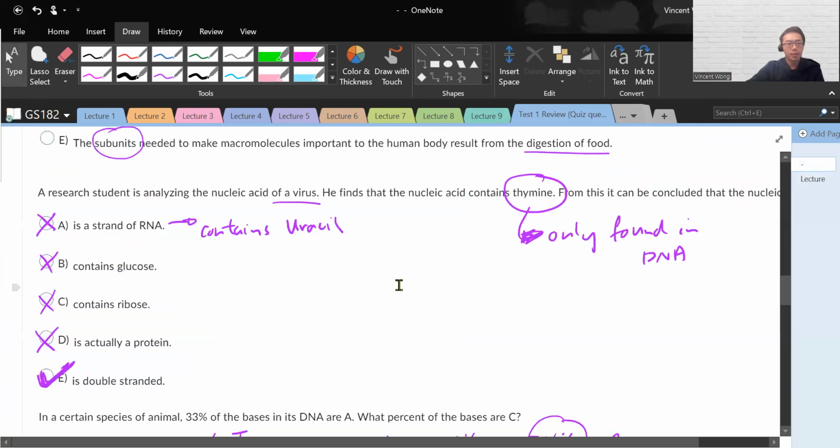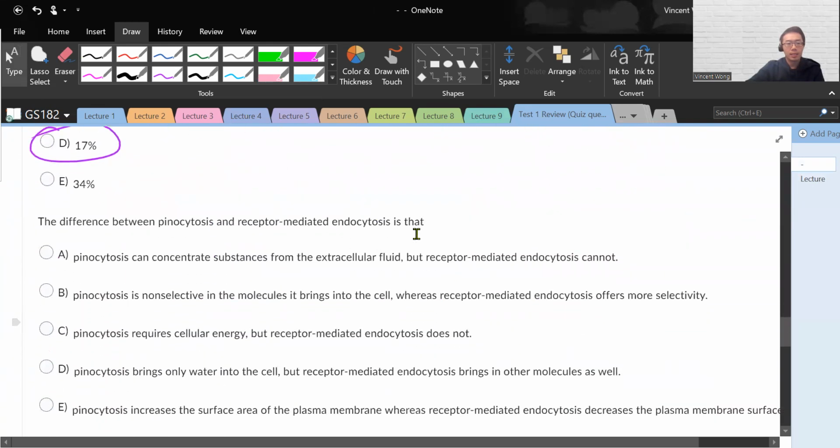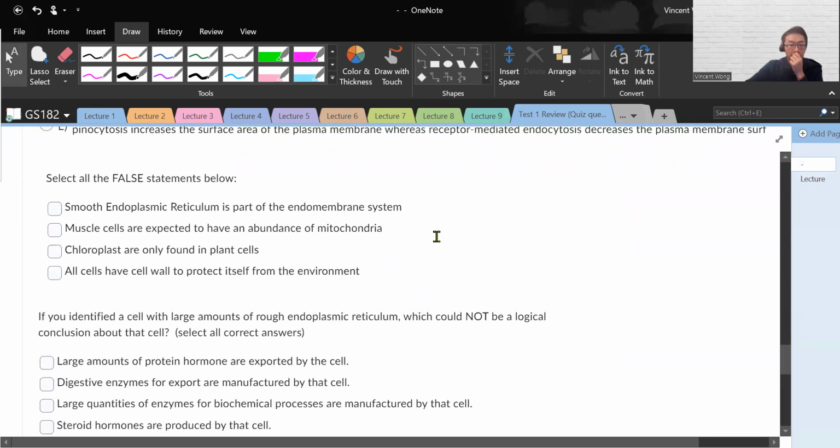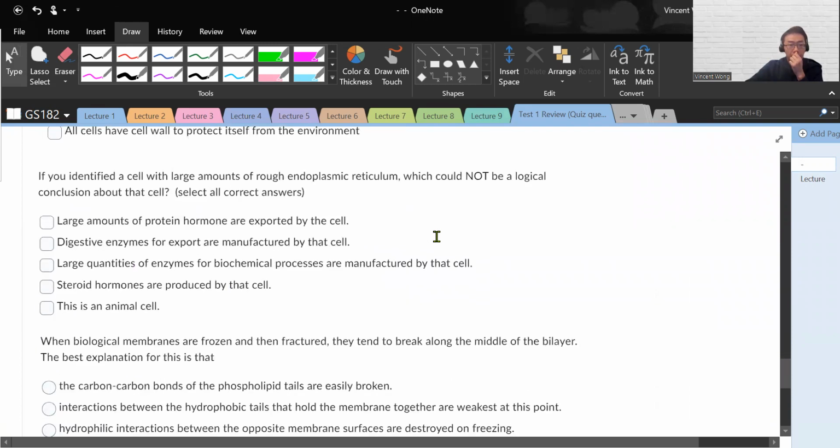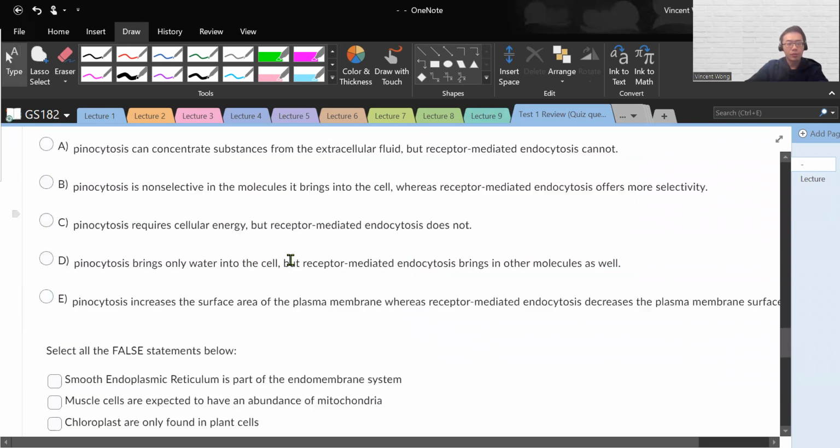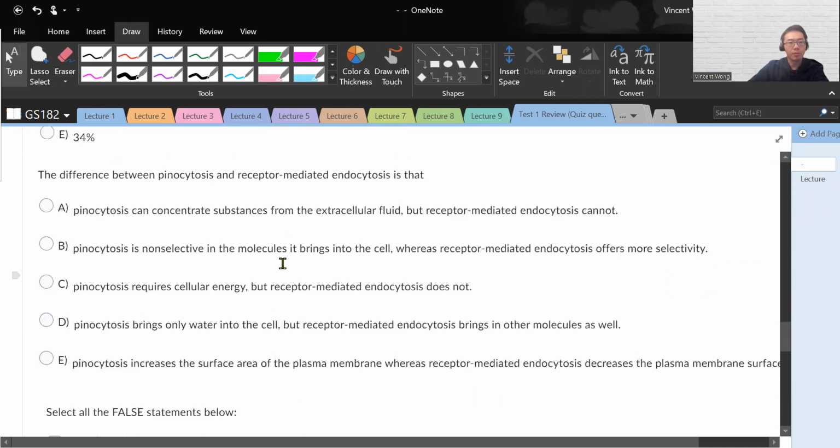All right, let's take a look at some more questions. Well, let's just go through them, even though some of them overlap with lecture 4. So these are from quiz 2, right?